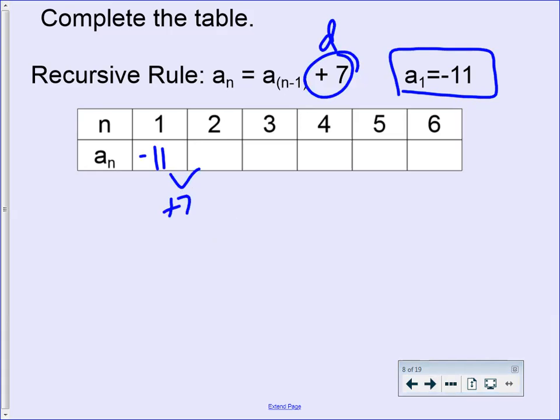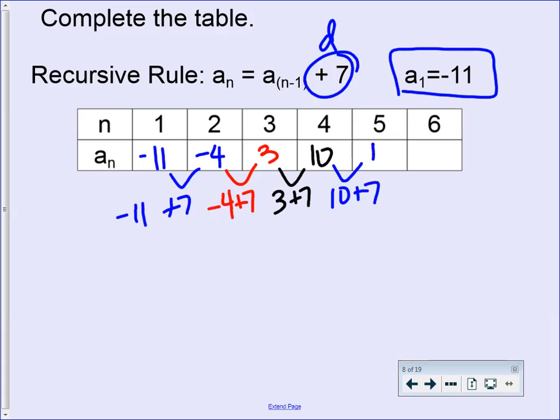So, negative 11 plus 7 is going to be negative 4. For the next one, do the same thing. Negative 4 plus 7 now gives me positive 3. Now do the next one. 3 plus 7 gives you 10. Next one, I have 10 plus 7, which gives me 17. Last one, I have 17 plus 7, which gives me 24.